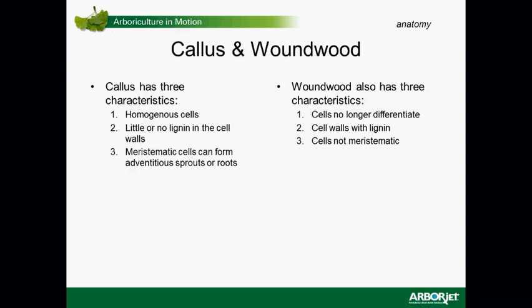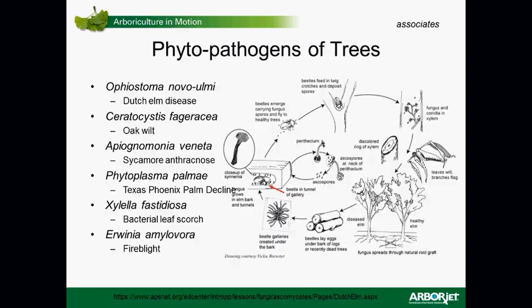Okay, so callus and woundwood, what's the difference? Callus is really undifferentiated tissue. They're just uniform cells, no lignin, and they're meristematic, and they can form whatever they're going to form. Woundwood has already decided what it's going to form. Woundwood will form new xylem tissue to the inside and phloem tissue to the outside. And you can see that occur after a tree is injured or wounded, even by pruning.